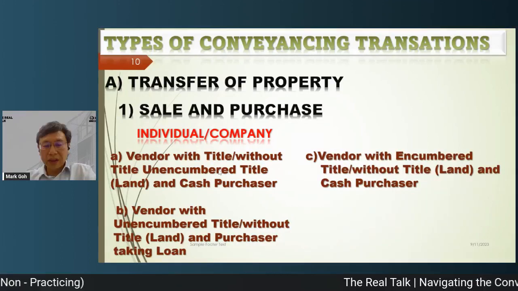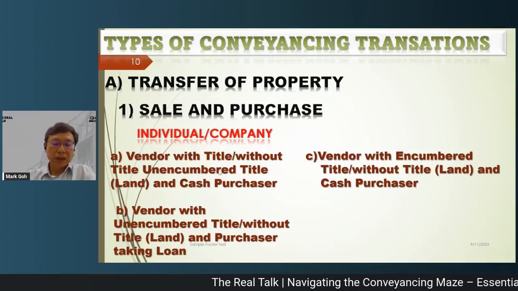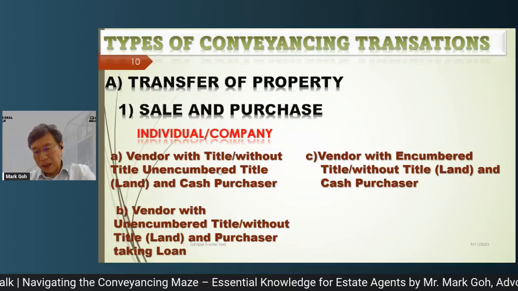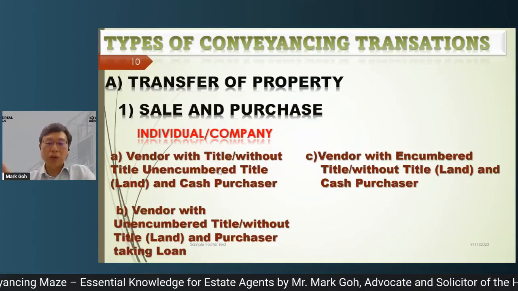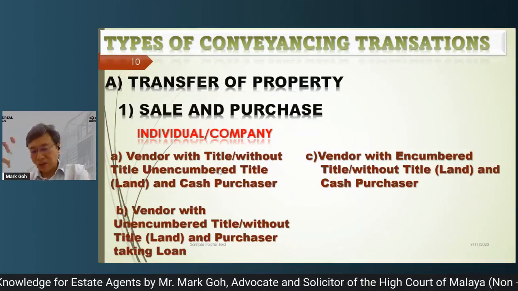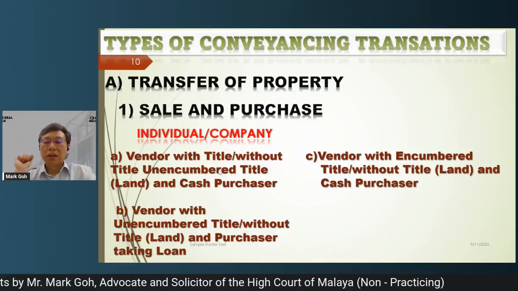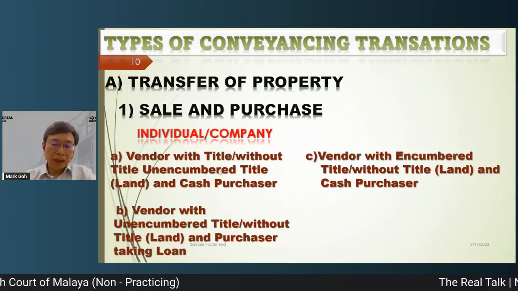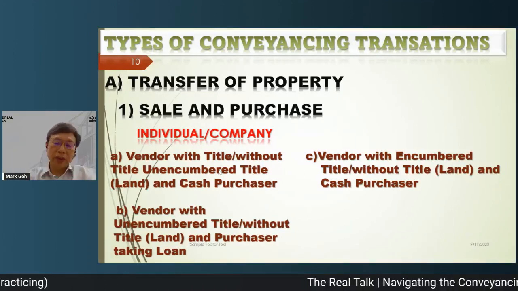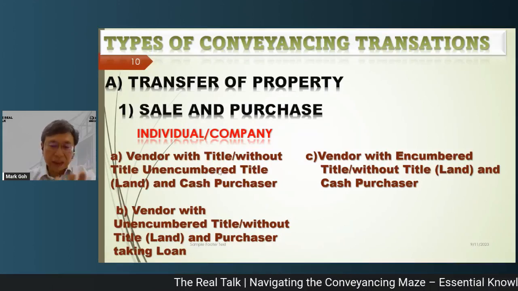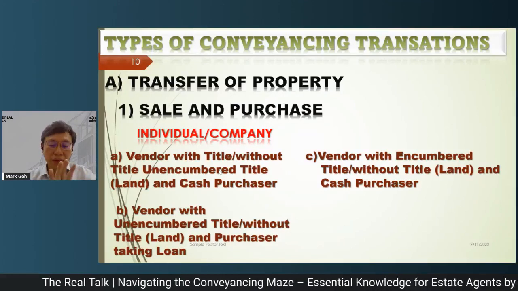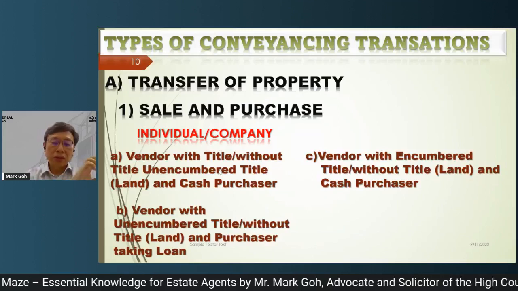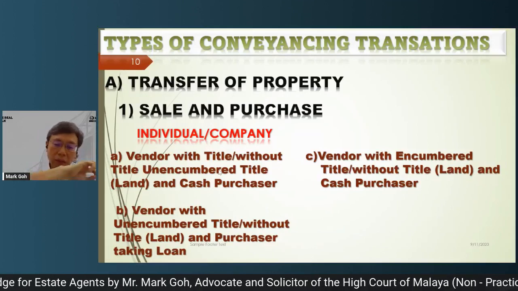On the flip side, you got the third one. It is the flip side of it. You have the seller vendor with an encumbered title, which means the title has a charge. Because you have an interest, I told you, if it's an encumbered title, you have a charge. But the purchaser wants to buy the land. Can. You also have 3 parties. You have the bank, the seller, the buyer. It's just now the bank is with the seller. Because the seller's title is encumbered with a charge, but the cash purchaser wants to buy. So the bank will be tied up with the seller.